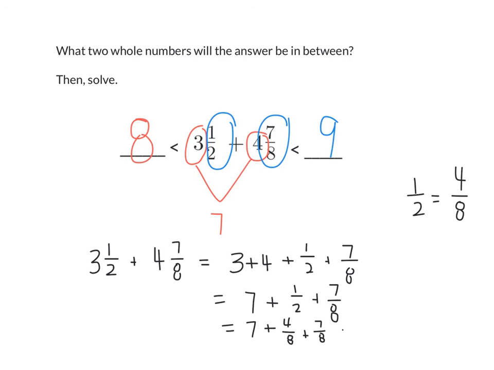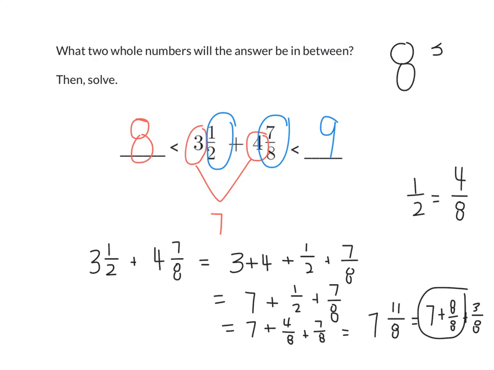How many eighths is that? 11/8. 7 and 11/8. What do we know about 11/8? Yeah. So really this is 7 plus 8/8 plus 3/8. But 7 plus 8/8 is? 8. So the answer is 8 and 3/8. Let's check to see if our inequalities were correct. Is it in between 8 and 9? Yeah. Very good. Okay, do you understand what this kind of problem is asking you to do? Very good.